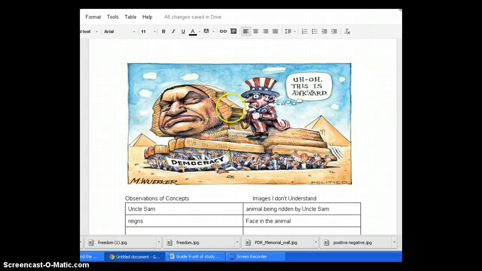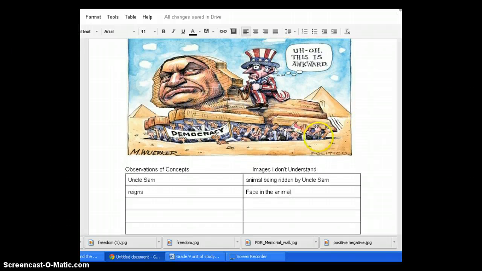Obviously, this is a political cartoon. It means something beyond the literal, where we would look at Uncle Sam riding something and controlling it with reins, but then there is a face on there. So I don't understand what the face of the animal is.